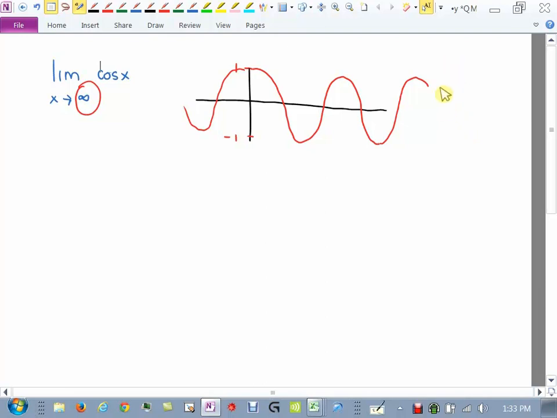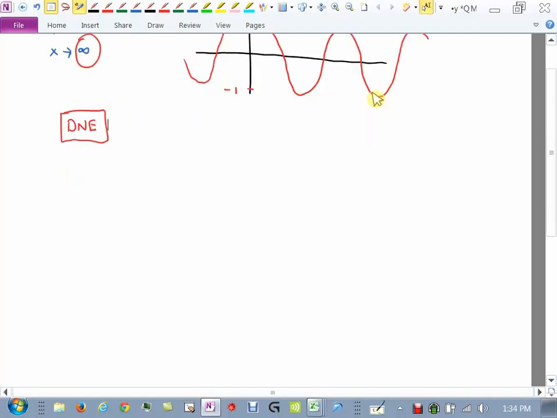It's oscillating back and forth between -1 and 1. And because the limit is not approaching something specific, a specific number, we will say that this limit does not exist. DNE, does not exist. So the answer to this one we get by just our knowledge of what the graph looks like. Let's look at another example.